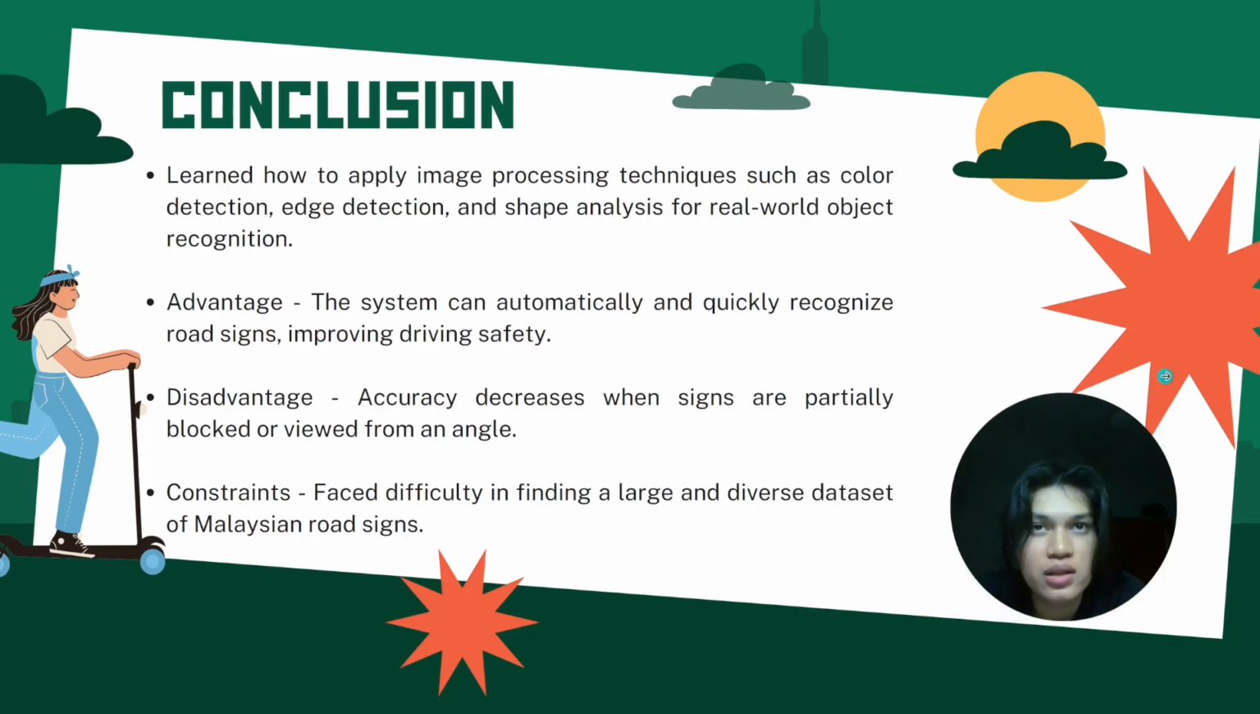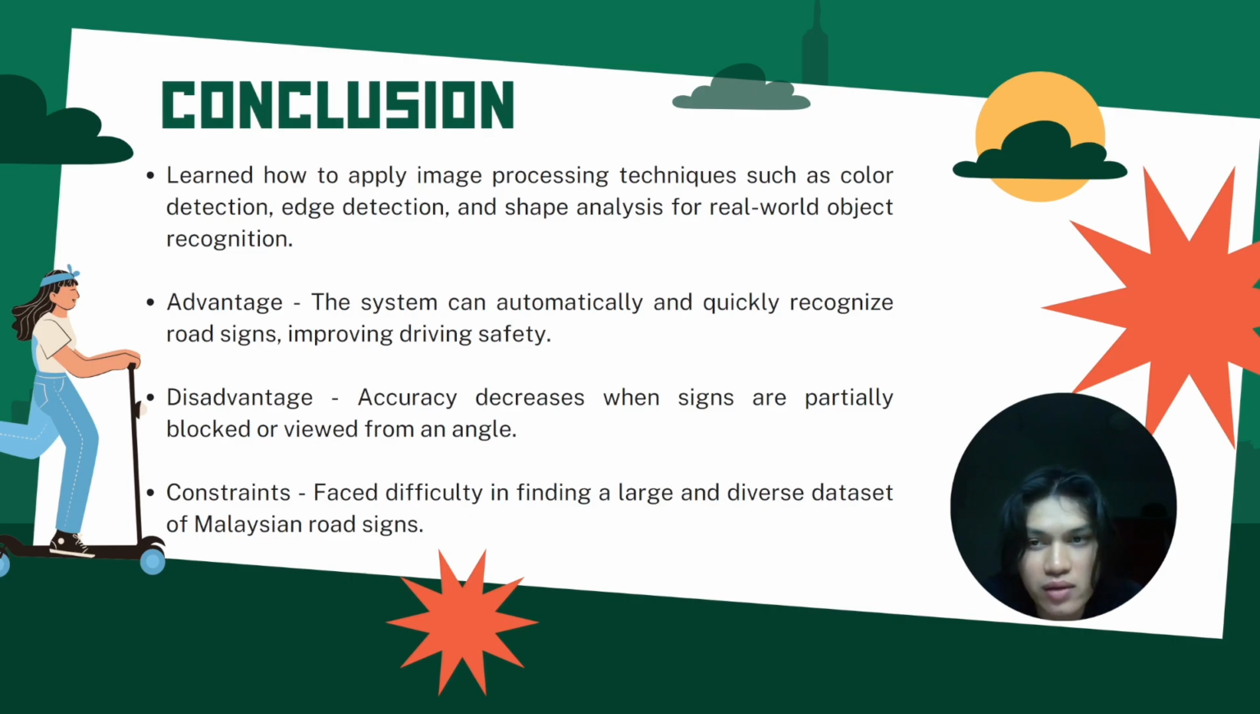Okay, so lastly, the conclusion for our project. We learned how to use image processing to recognize road signs. We use color detection, shape analysis, and also filtering to help the system understand the signs. Our system was able to detect signs like stop or end speed limits with about 80% accuracy.